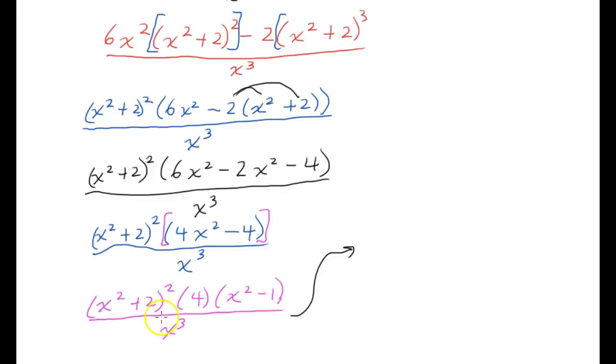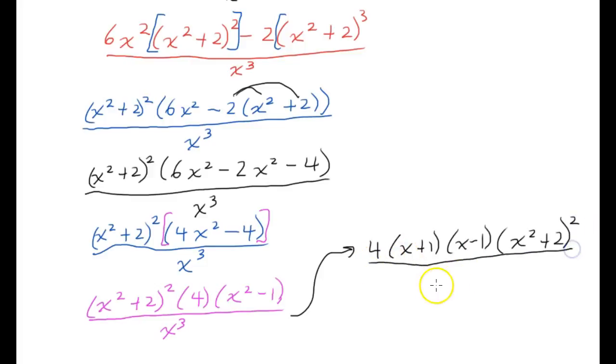So this would be the 4. The 4 might be moved out front. A lot of times the constants are, so 4 times. Then we would factor this x squared minus 1 as x plus 1 times x minus 1. The x squared plus 2 quantity squared, that's still tagging along, and that's still all over x cubed.